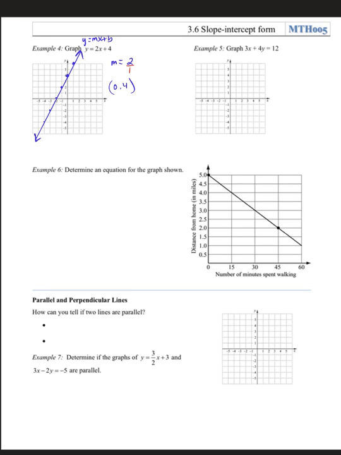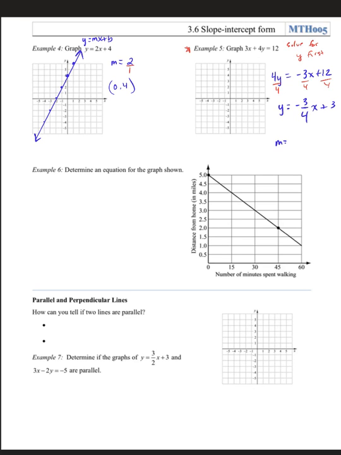Okay, now looking at this next one, graph 3x plus 4y equals 12. Now, in order to graph this using the slope-intercept form, we need to solve for y first. So first thing we do is subtract the 3x over. So therefore, I'd be left with 4y equals -3x plus 12. The next step is to divide everything by a positive 4. So we're left with y equals -3/4 x, there's our slope, and then plus 12 divided by 4 is 3.